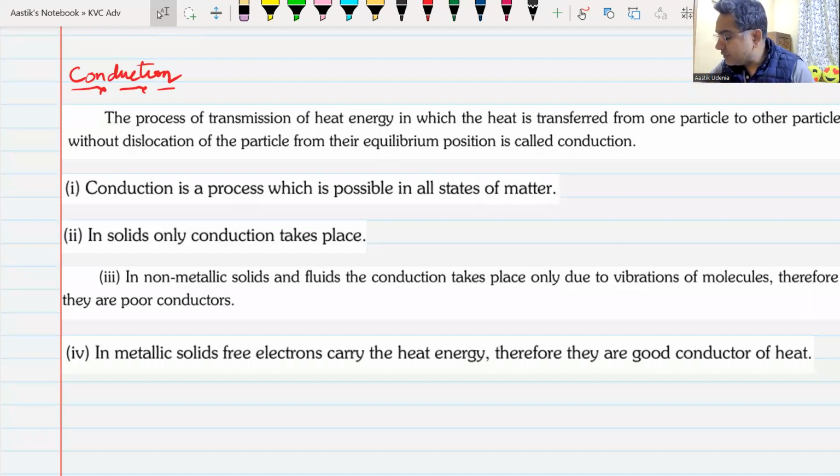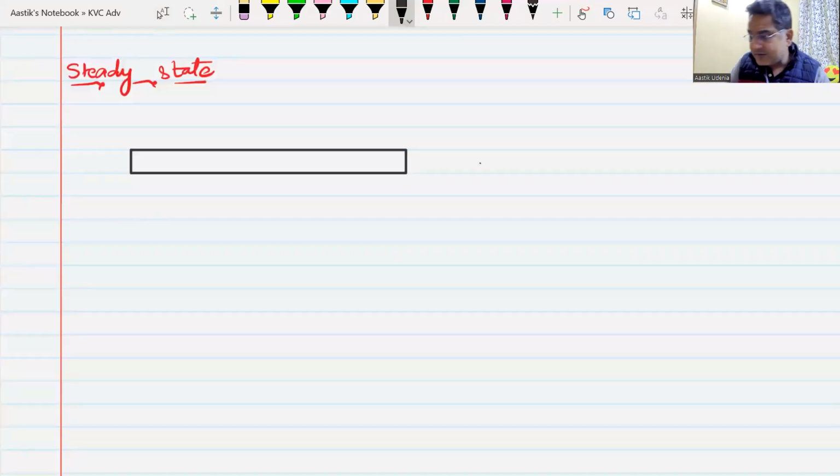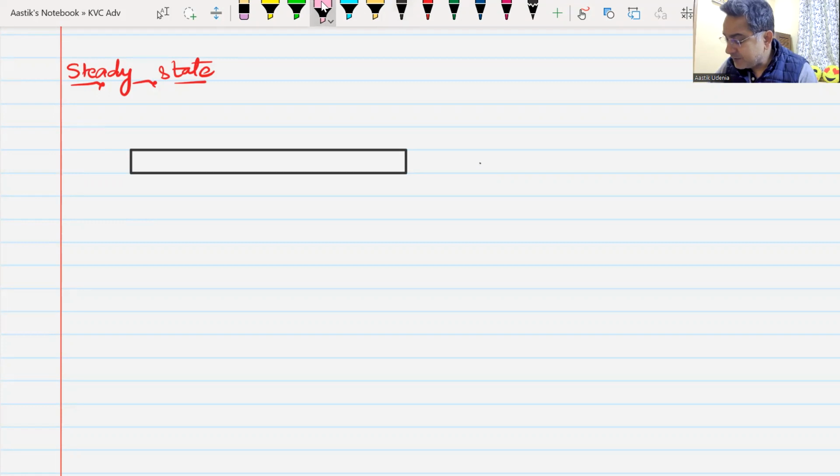Now, let me try to make you understand with this simple diagram. Let us say that this is a rod. I hope you can see this rod. This is a rod made up of a metal. Let me color it also pink. This is a rod. Okay. This is made up of a metal.